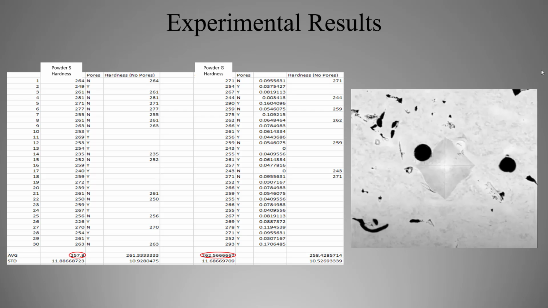The pores table indicates if the indentation hit a pore or not. The powder G sample has fewer spots with no pores as compared to the S sample, as we can see in the table. The average hardness value for the G sample is 262.56, while for the S sample it is 257.8, which means that powder G sample has more hardness.